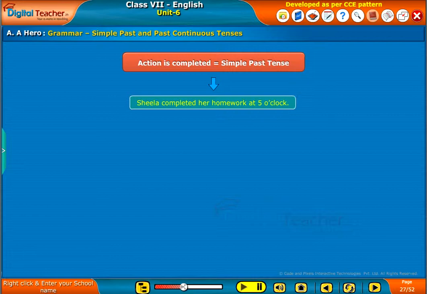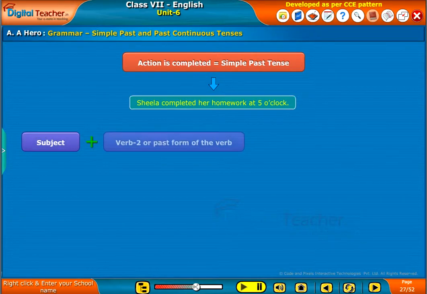In the example, Sheila is the subject, completed is the verb, her homework is an object, and 5 o'clock is time. So the structure to write a sentence in past tense is subject plus verb two, or past form of the verb, plus object plus time.